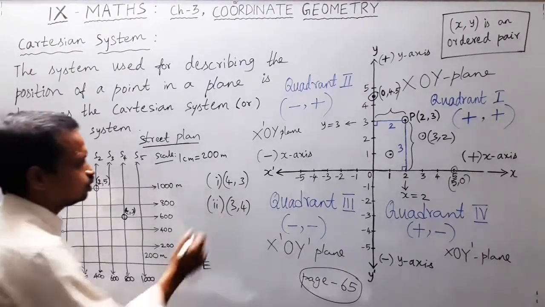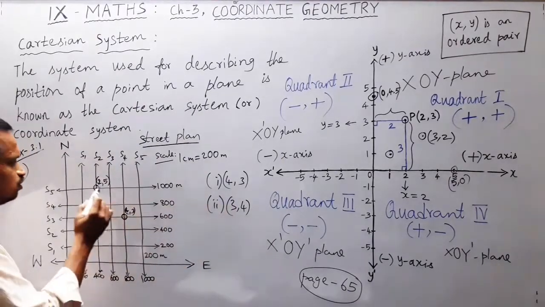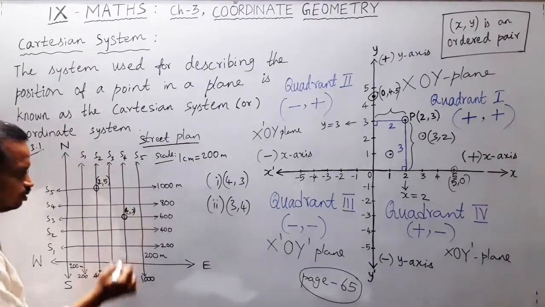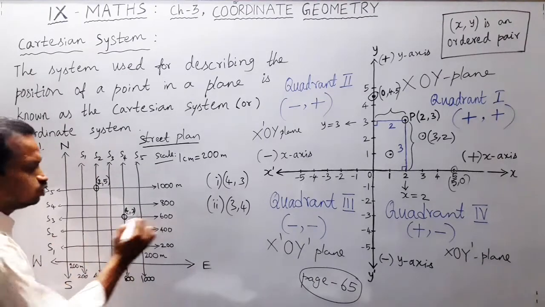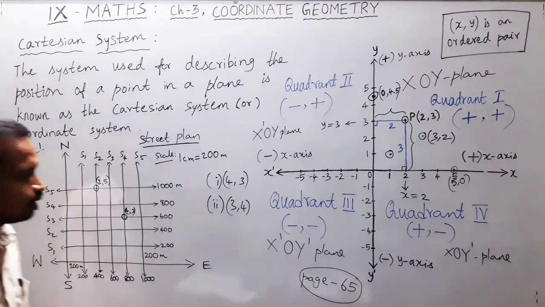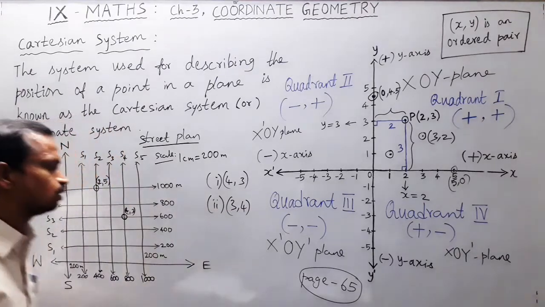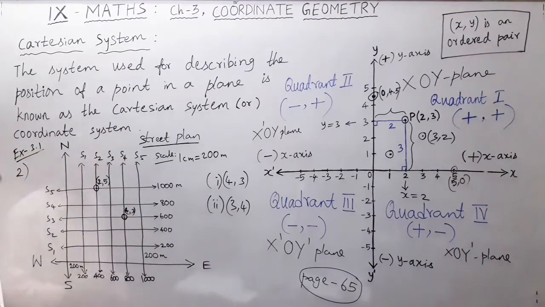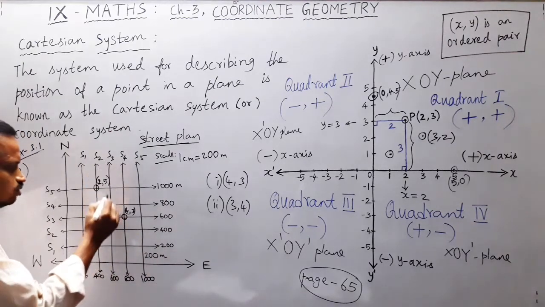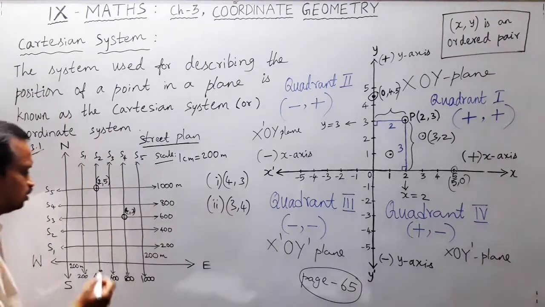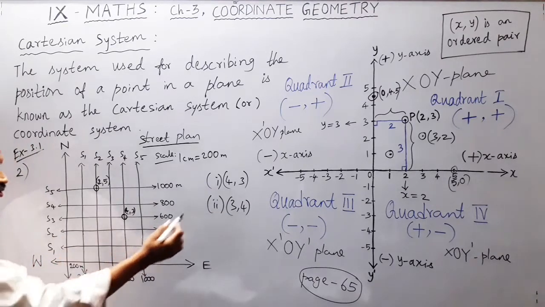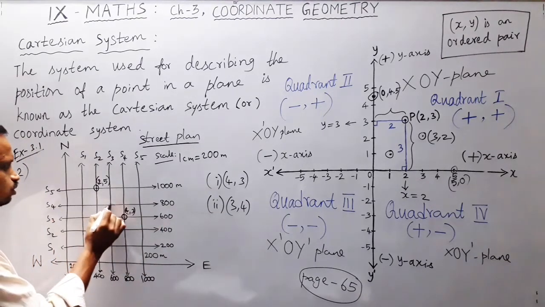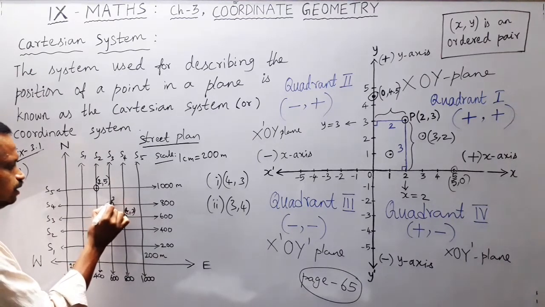There are two lines. One is 4, which represents the fourth street along the north-south direction, and the third one along the east-west direction. And coming to the next question, 3, 4. So 3 represents which direction? The first value represents the north-south direction, so we take 3. Along this we can move. And 4 represents the east-west direction. So 4 means it is here. So this point is 3, 4. You see this point. So this is 3, 4.